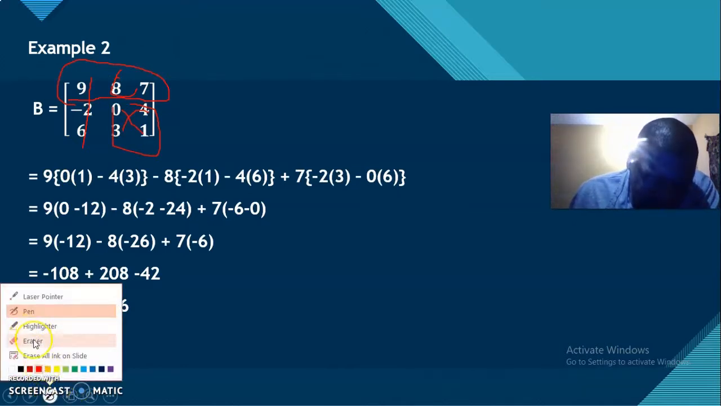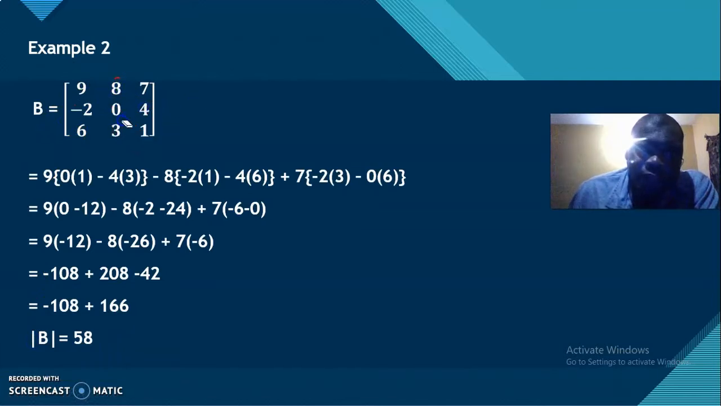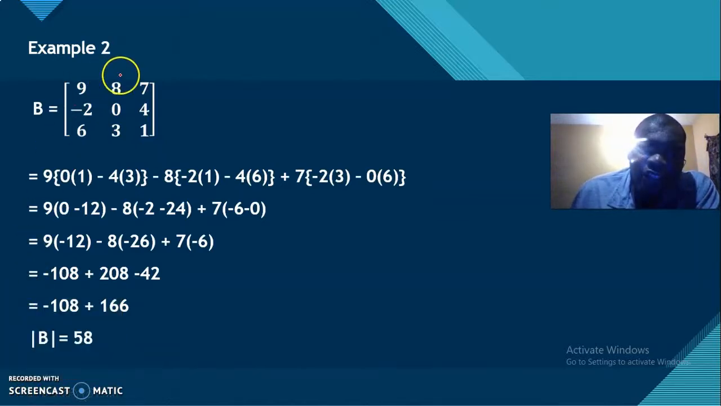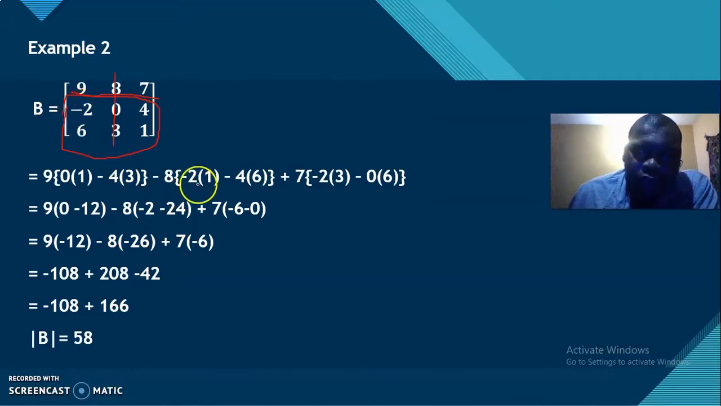So let me quickly erase this particular one. So now 8, we are going to cancel the column of 8 and the row. So once we cancel that, we are going to have this 2 by 2 matrix. Minus 2, 6, 4, and 1. So now it will be minus 2 times 1, we are seeing this here, minus 2 times 1, minus 4 times 6.